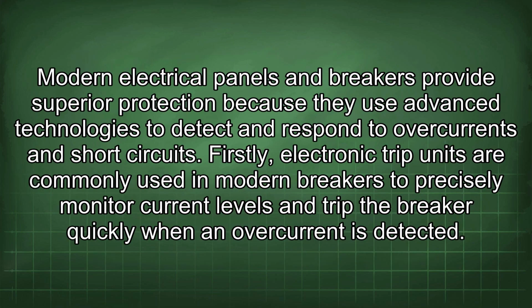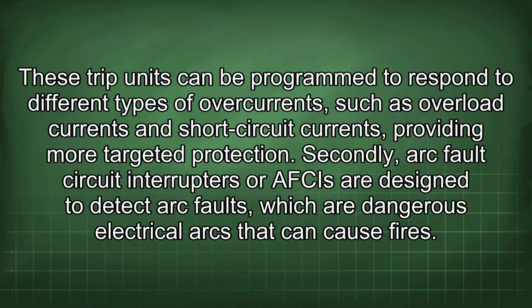Modern electrical panels and breakers provide superior protection because they use advanced technologies to detect and respond to overcurrents and short circuits. Firstly, electronic trip units are commonly used in modern breakers to precisely monitor current levels and trip the breaker quickly when an overcurrent is detected. These trip units can be programmed to respond to different types of overcurrents, such as overload currents and short circuit currents, providing more targeted protection.